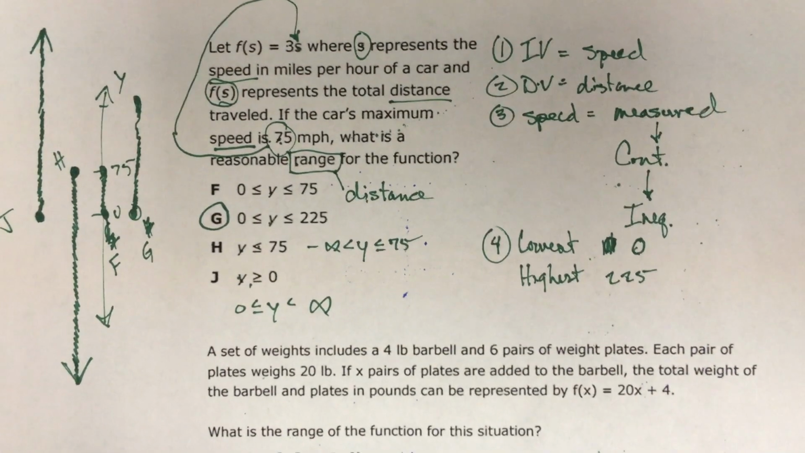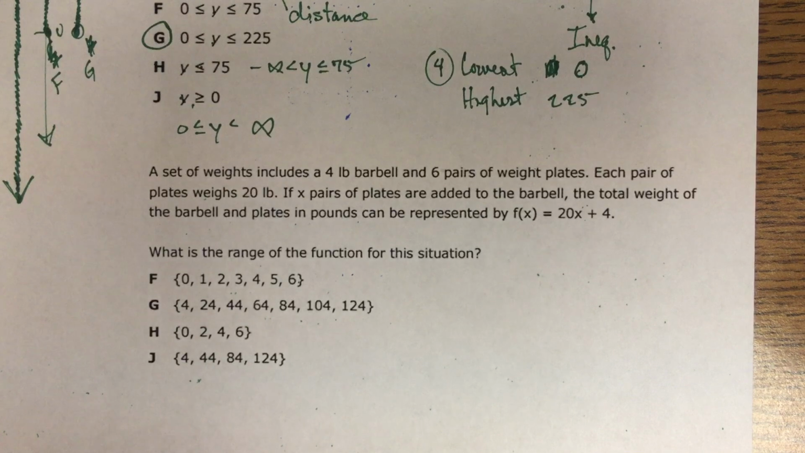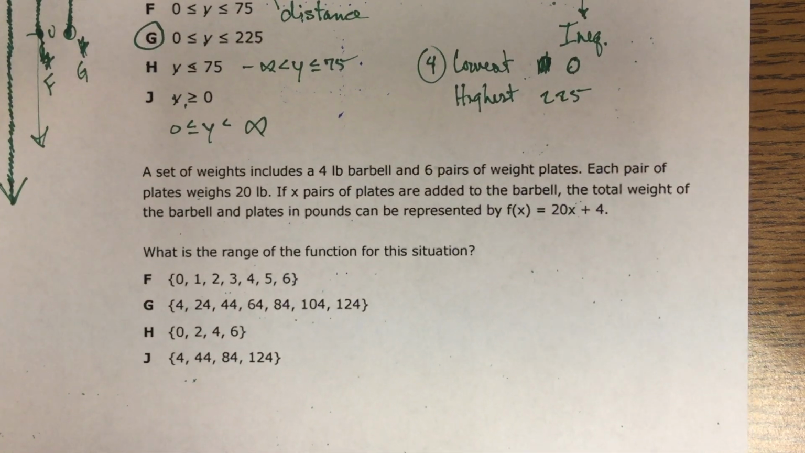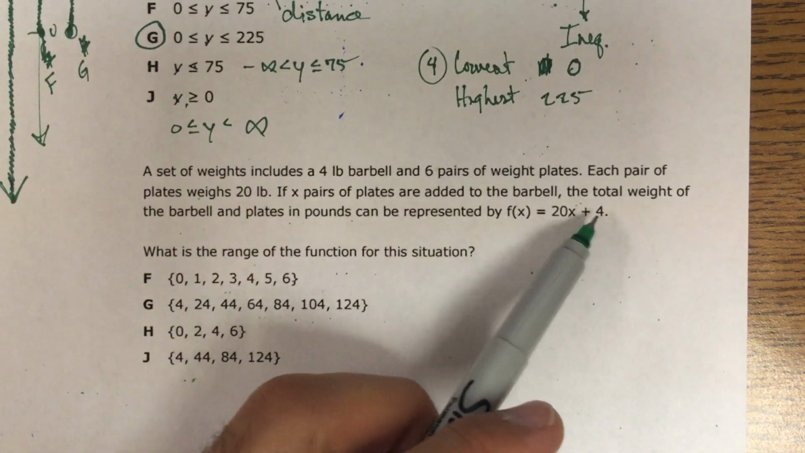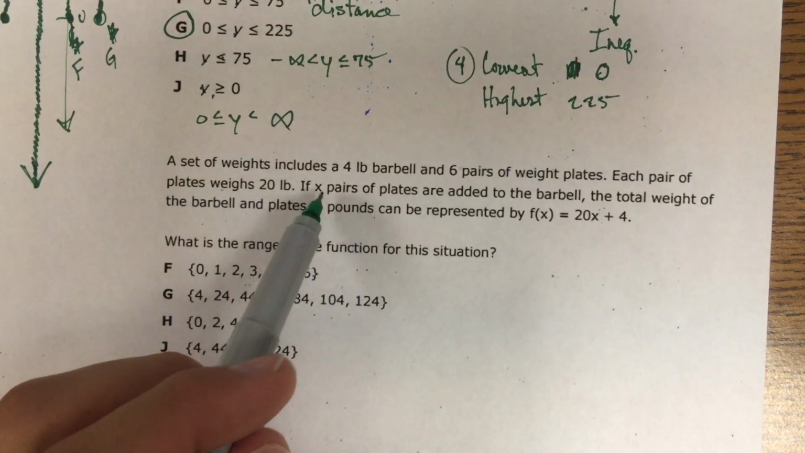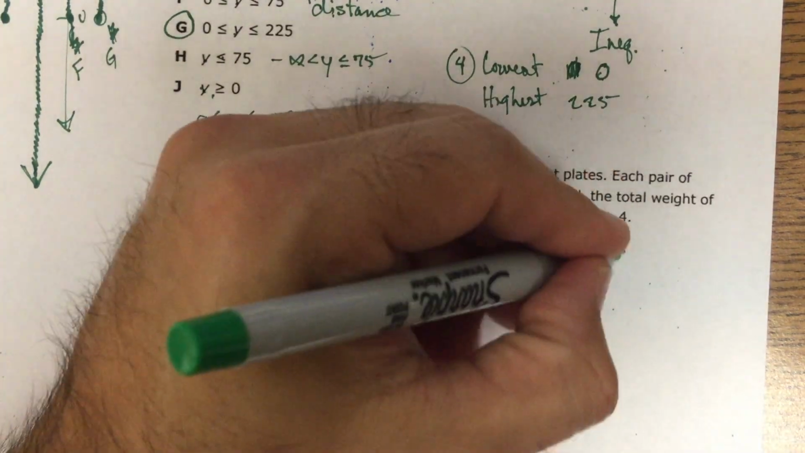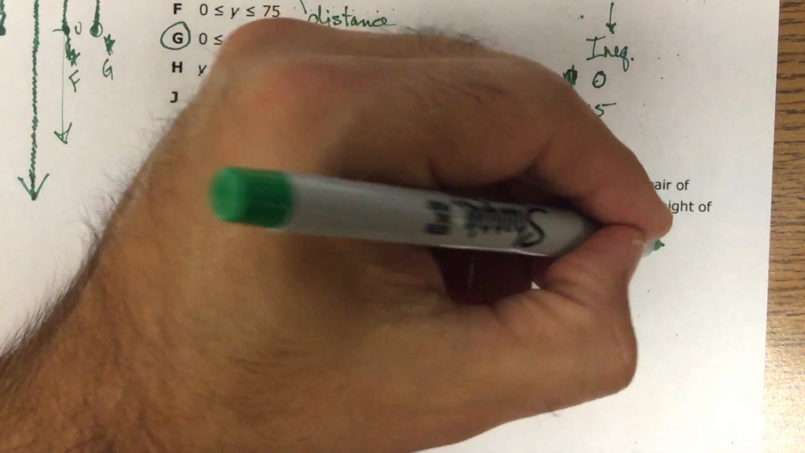Let's do one more example. Let's talk about this one right here. A set of weights includes a 4-pound barbell and 6 pairs of weight plates. Each pair of plates weighs 20 pounds. If X pairs of plates are added to the barbell, the total weight of the barbell and plates in pounds can be represented by this function. 20 times X plus 4 equals the total weight. What was X again? X is the number of pairs of plates, or the amount of plates that you put on each side of the barbell.